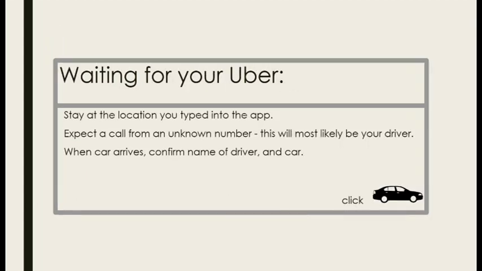While you are waiting for your Uber, you can check on your phone at any time to see where they are and how far away they are, but just make sure you state the location that you put into the app so they can find you, and then you can expect a call from an unknown number, and that will most likely be your driver. And then when the car shows up, just make sure that you confirm the name of the driver and the make and model of the car to make sure that you're actually getting into the right vehicle.